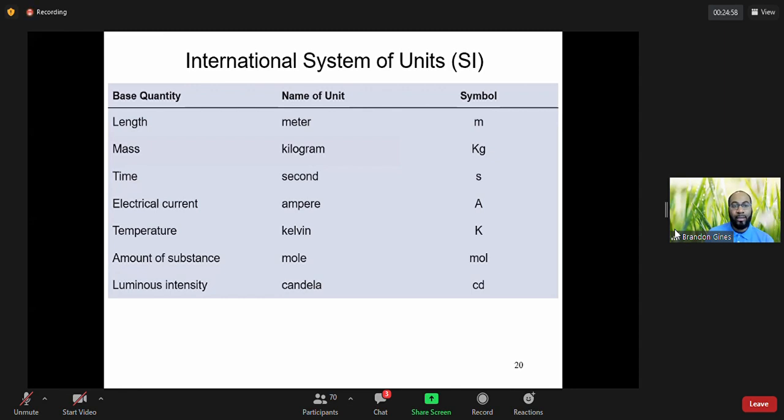So length here is often measured in meters. If you think about other ways length is measured, especially here in America, we like to use feet a lot, or miles. But the meter is a universal standard. Measuring the mass of something, we often measure in kilograms. The symbol for that is kg. Time is usually measured in seconds. Electrical current. Temperature is in Kelvin. You may not have heard of Kelvin before. Probably you're used to Fahrenheit, whereas the rest of the world uses Celsius, especially when reporting the weather. They'll give the weather in degrees Celsius.